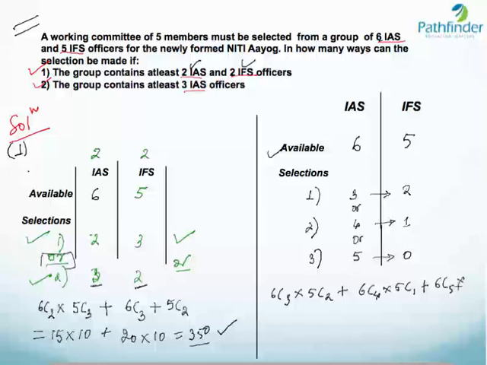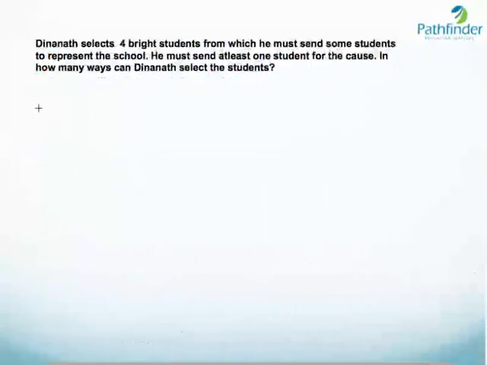And what is the outcome of all of this? 20 into 10, plus 15 into 5, plus 6, which is equal to 200 plus 75 plus 6, so 281 ways. So we saw how we have been able to solve an elementary question, a basic applied question of combination. Let us take a look at another similar question.